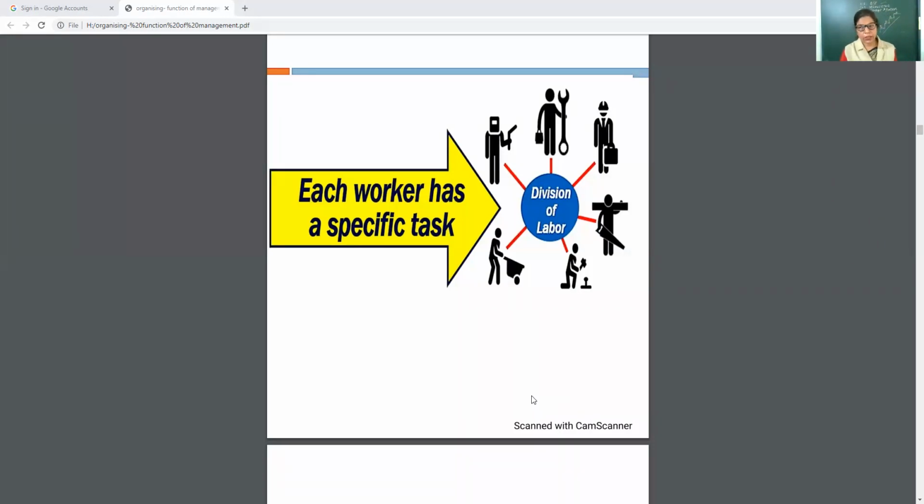First, all activities are to be identified and then divided according to the knowledge. That is known as division of work. You can make this diagram. It means each worker has a specific task. See, if you want to save efforts, time, money, resources, what you have to do? You divide the work according to the knowledge, skill, capabilities.